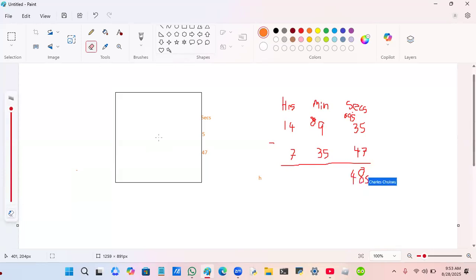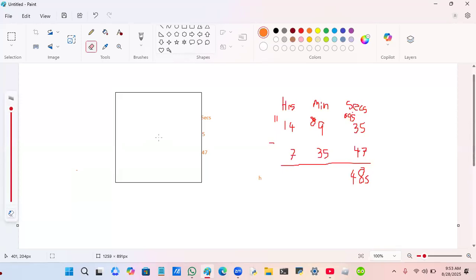So I'll now go on to the next one. Remember, I have 8 minutes. So 8 obviously cannot minus 35. So I'm going to borrow what? 1 from 14, and it will become what? 13. It will become 13 hours.